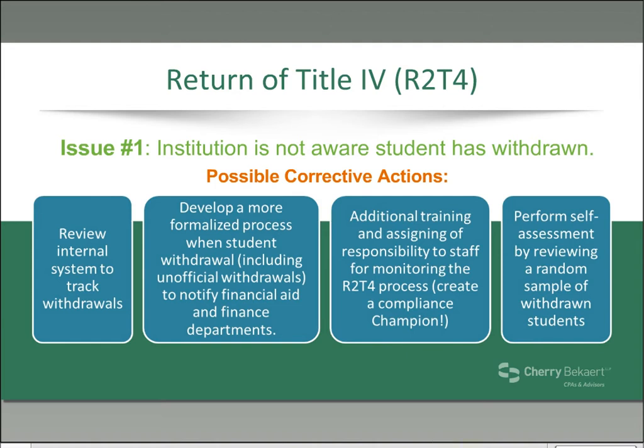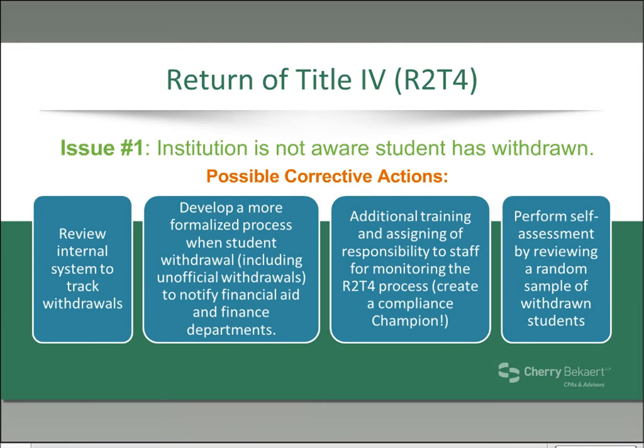Additional training is important in this area, making sure that your student financial aid staff know the process and know how to do the calculations, not completely relying on one person to get this done. If they're on vacation or something else, then all of a sudden the clock is ticking. So having a champion that can help other people understand this and cross-train people is very important. And then performing self-review too. I encourage people, if this is an area where they don't think they have robust controls, to test themselves. Pick your own sample. Depending on the size of your institution, you may not have a ton of withdrawals from semester to semester, so you may want to pick some of your own and check your own work.